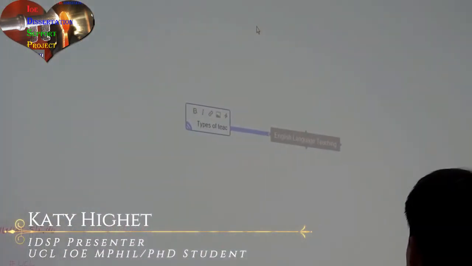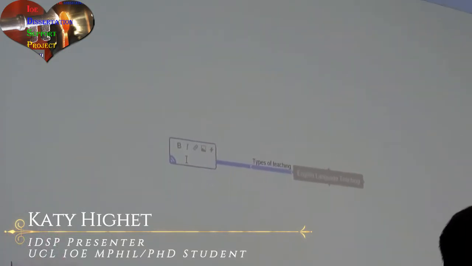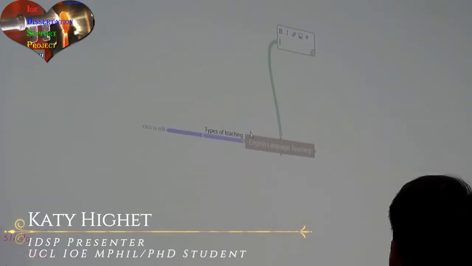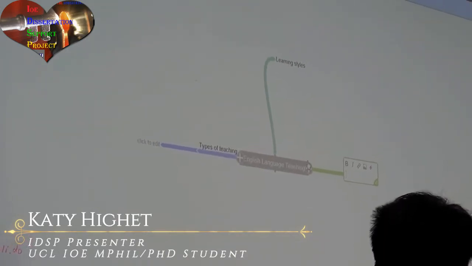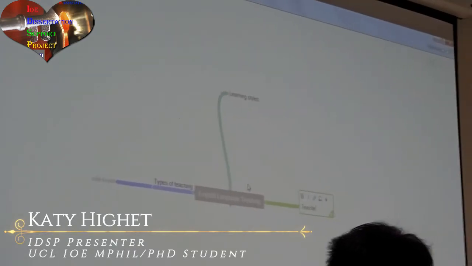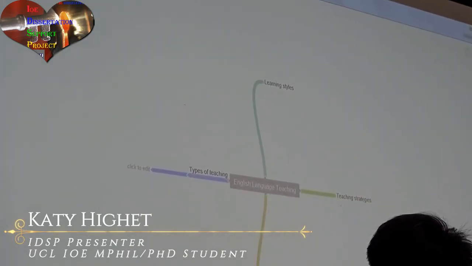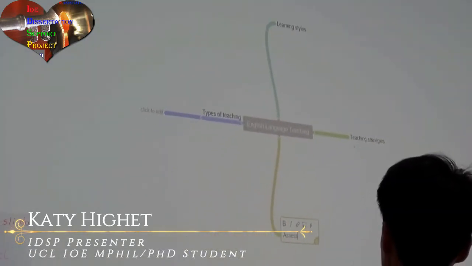which I can then branch out further. What do I mean by types of teaching? Perhaps English, sorry? Learning styles, that's another one, yep. Learning styles we'll put up here. Anybody else want to suggest things? Teaching strategies. Sorry if I spelled things wrong. Assessment.